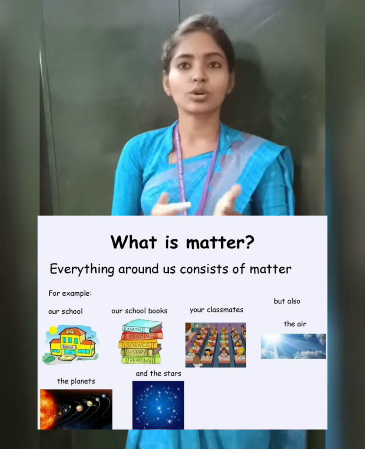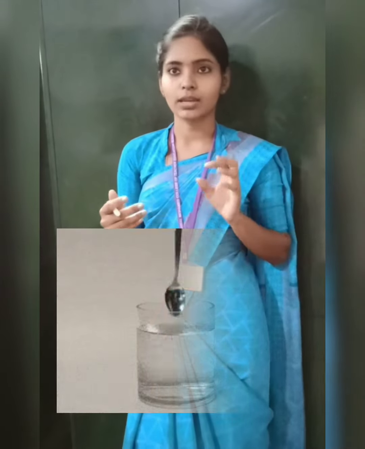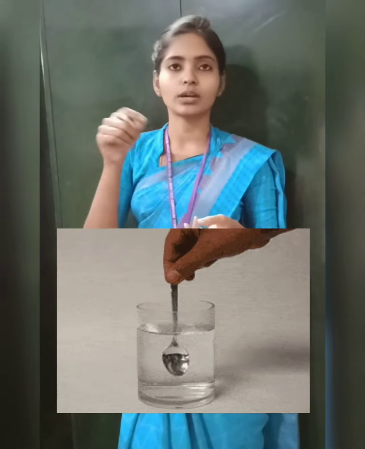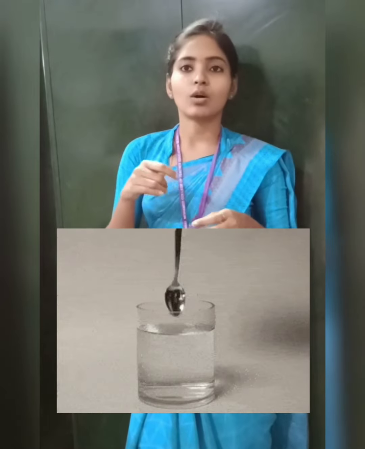Let's look into one small experiment. Let's take a glass of water and put a spoon inside it. What you will notice is that there will be an increase, or level up, in the water on its surface. What is the reason for it? A spoon occupies space and has mass. So a spoon is also matter.